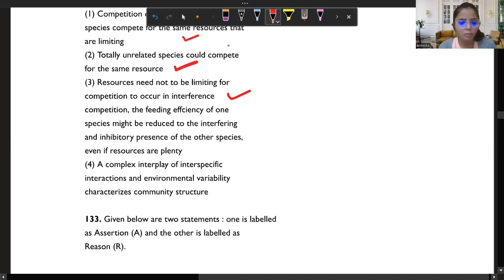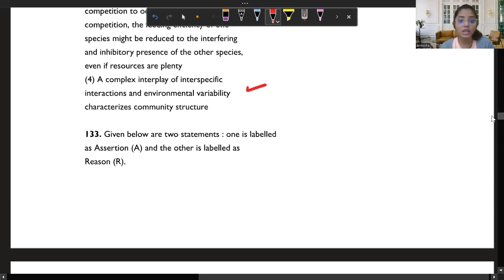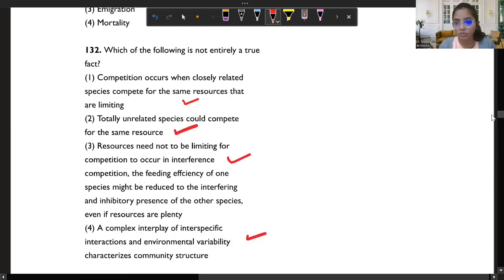Fourth option, what does it say? Complex interplay of interspecific interactions and environmental variability characterizes community structure. This is direct NCERT statement. I need not even explain. It is saying that there is an interaction between environment and interspecific interaction, and that leads to how a community is formed. So community structure is formed based on how species are interacting between each other and what is the environment variation. Based on that, communities are formed. That is what option 4 is saying.